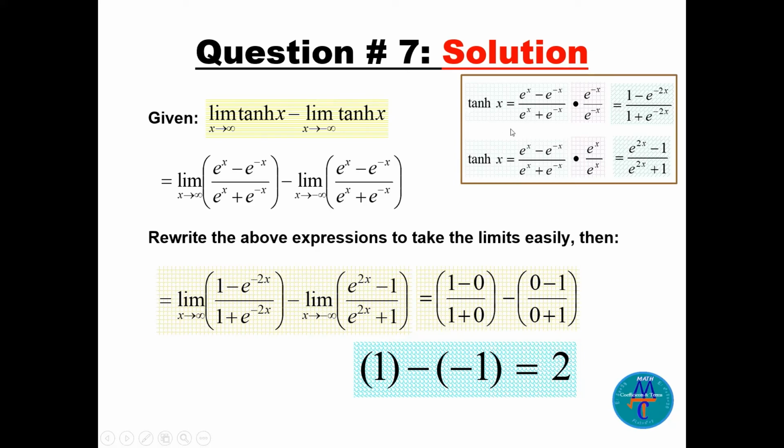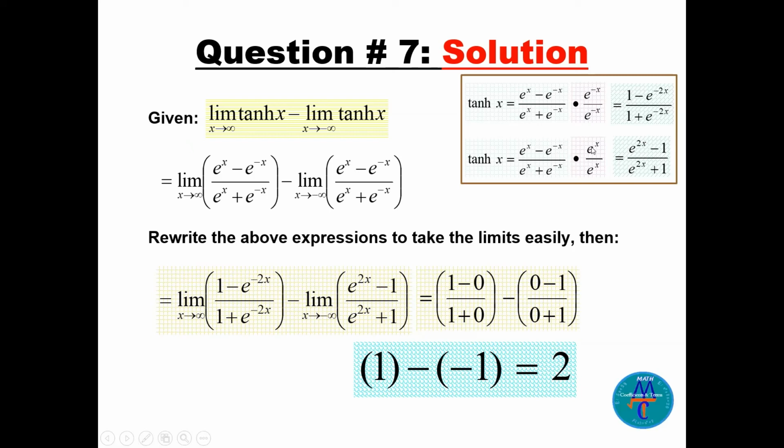So now the same function here, one time I will multiply up and down by e to the minus x. So the first one here, it will be 1, because we add the power, x and minus x will be e power 0. So that will be 1 minus e to the power minus 2x divided by 1 plus e to the power minus 2x. So this will be for the expression where we have x goes to infinity.